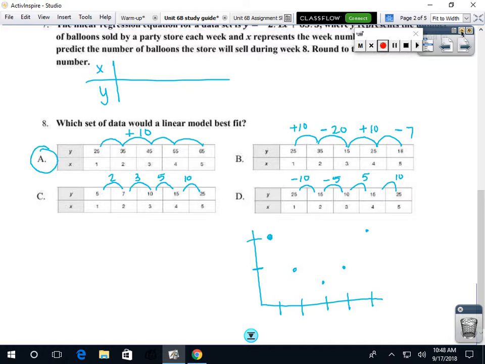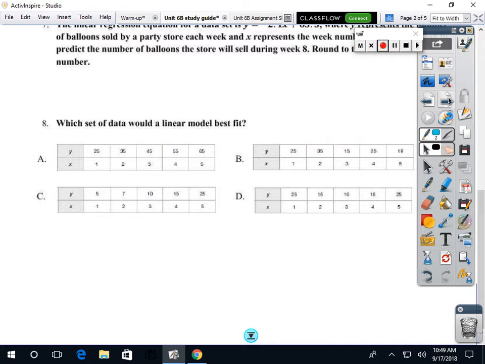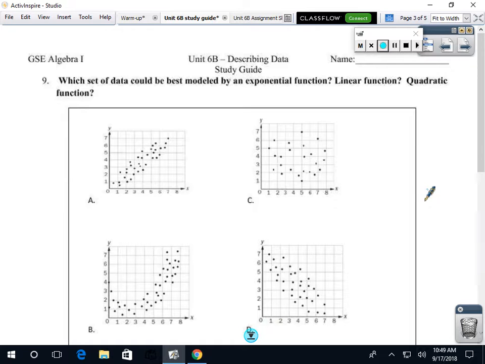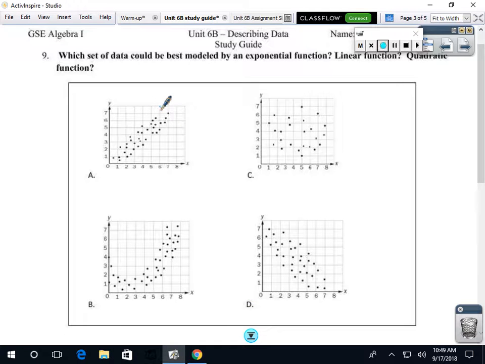All right, now let's go to question 9. Which set of data could be best modeled by an exponential function, linear function, quadratic function? This is not like a multiple choice, but tomorrow it will be. We're going to do each one, A, B, C, and D. All right, for A, would this best be modeled by an exponential function, a linear function, or a quadratic? Linear. Okay, those are in a straight line. Yeah, it is kind of confusing. Tomorrow it will be multiple choice, and only one of these will be up here, and you'll circle the right one.